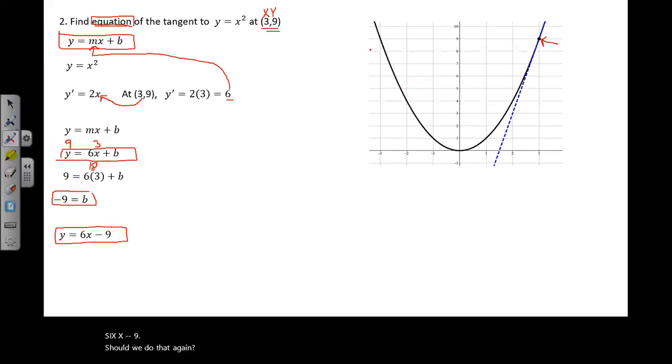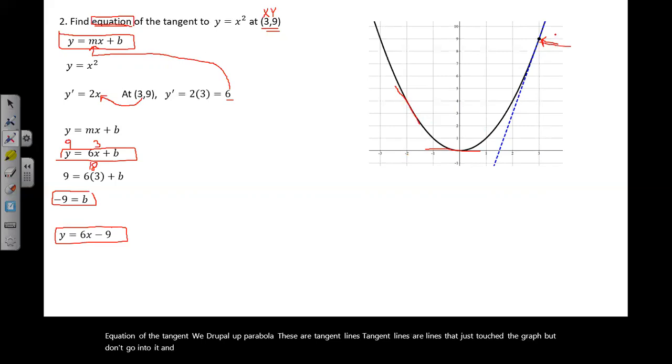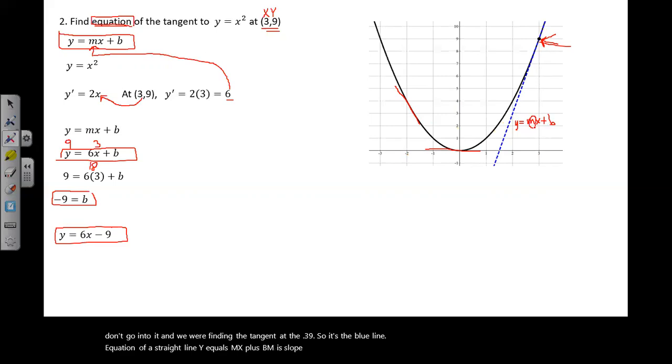Equation of the tangent. We drew a parabola. These are tangent lines. Tangent lines are lines that just touch the graph but don't go into it. We were finding the tangent at the point (3, 9), so it's the blue line. Equation of a straight line: y equals mx plus b. m is slope. Derivative is slope. So we found the derivative, plugged in the point, and found the slope.